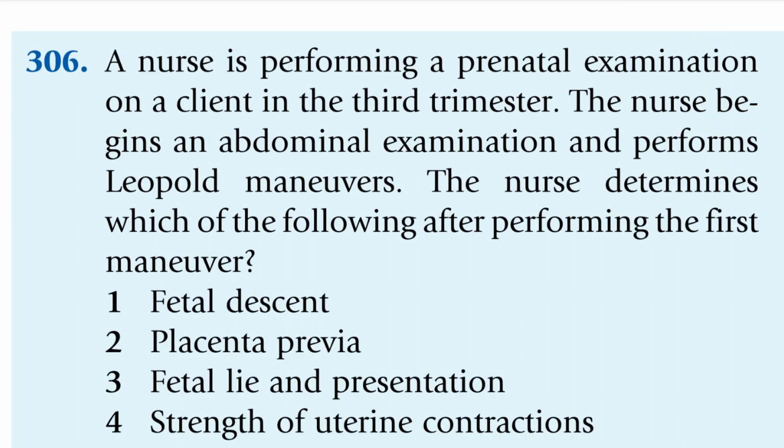306. A nurse is performing a prenatal examination on a client in the third trimester. The nurse begins an abdominal examination and performs Leopold maneuvers. The nurse determines which of the following after performing the first maneuver: 1. Fetal descent. 2. Placenta previa. 3. Fetal lie and presentation. 4. Strength of uterine contractions.